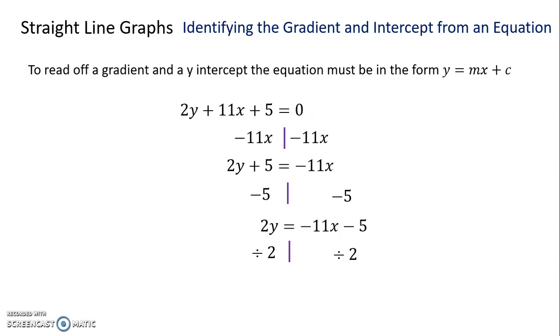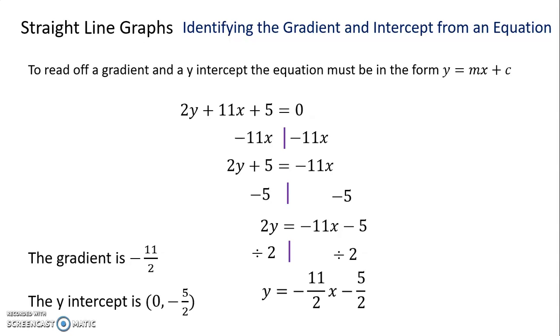So finally, I'm going to divide both sides through by 2, and that's going to give me y equals, and I've written this in fractions, so negative 11 over 2 x, subtract 5 over 2. And now I can read off the gradient. The gradient is going to be negative 11 over 2, and the intercept is 0, negative 5 over 2.